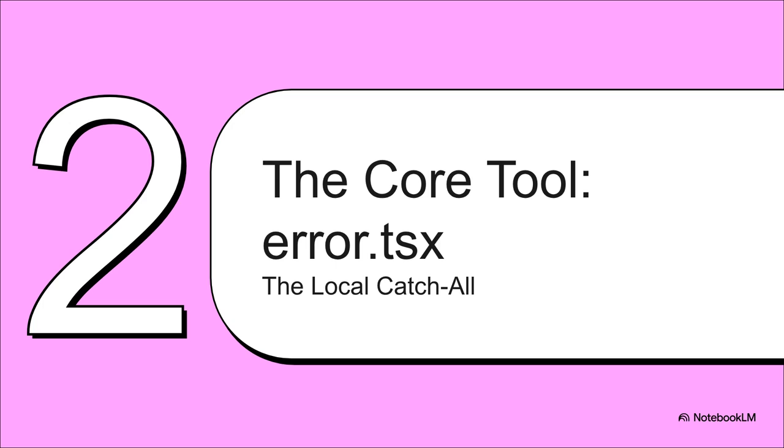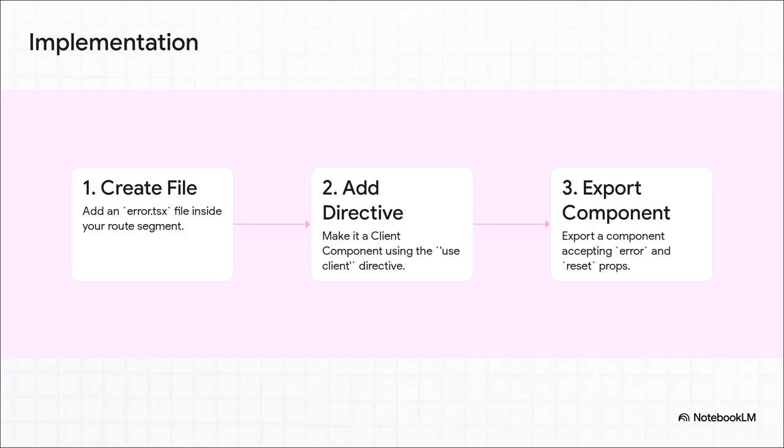And I absolutely love this analogy. Think of it as a local fire extinguisher for a specific room. If a fire starts in, say, your dashboard's invoice section, this file puts it out right there, without the entire building having to burn down. And the best part, it is so easy to set up. You literally just create an error.tsx file right next to your page.tsx.